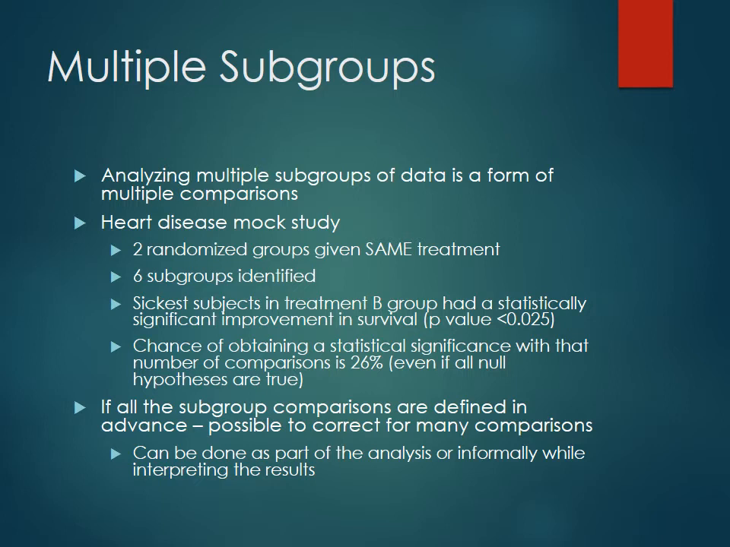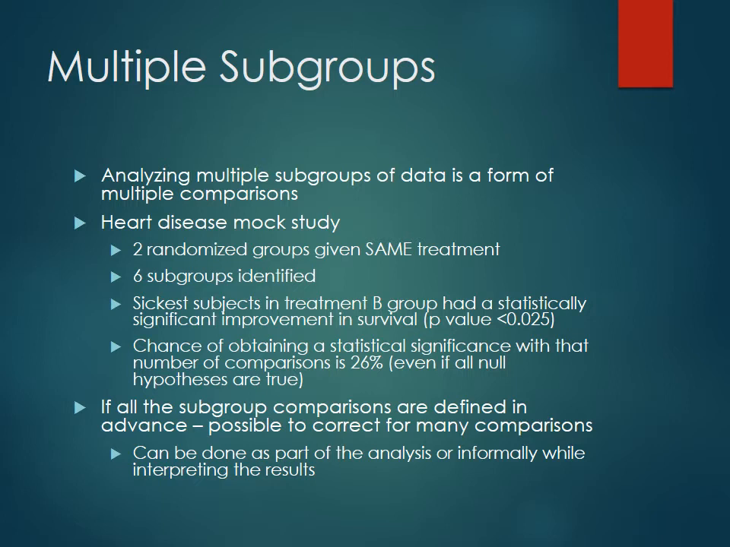And looking at this, if you were to look at all the different comparisons they're making, the chance of obtaining a statistically significant result with that number of comparisons is 26%, even if all the null hypotheses are true. And again, here we see that they're randomized on a mock trial, so they're getting the same exact treatment. There really shouldn't be any significant results based on the null hypothesis being 100% true in this case.